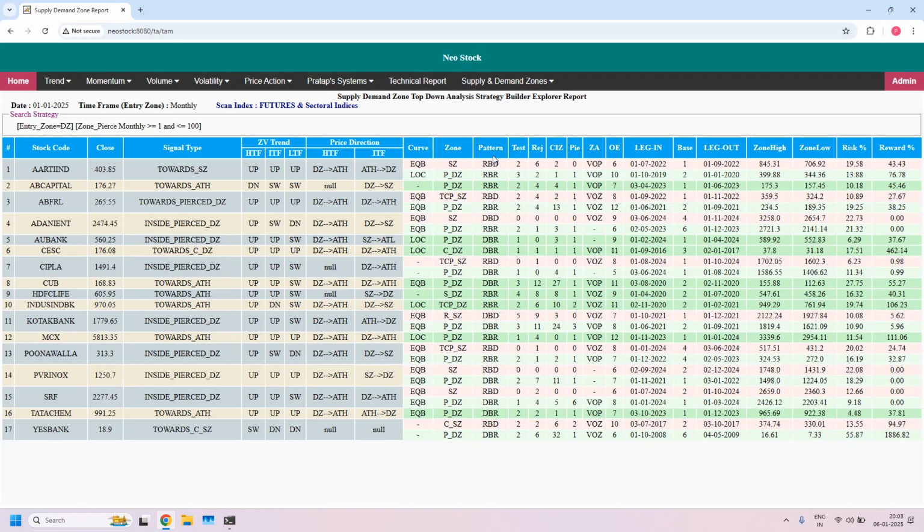Always look into the pierced count, PIE. Where is that? Here, the column PIE, pierced count. Now you look into the demand zones. Some of these monthly demand zones are pierced. All green color zones you need to look for. IndusInd Bank pierced 2 times. Here Kotak Bank pierced 3 times, monthly zone. This one, SRF, pierced 2 times. So I'm talking about monthly demand zones that are pierced.